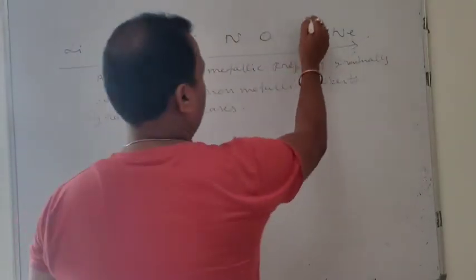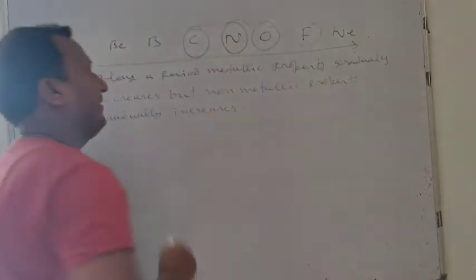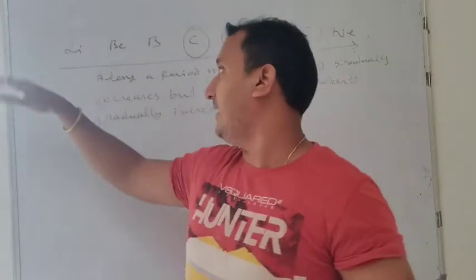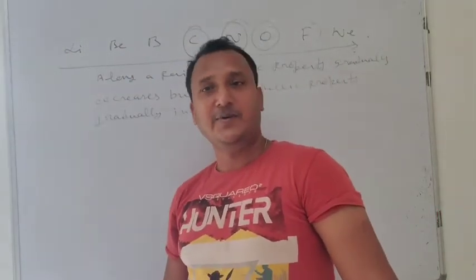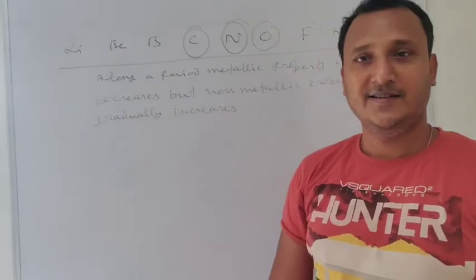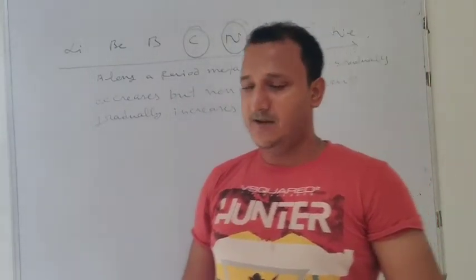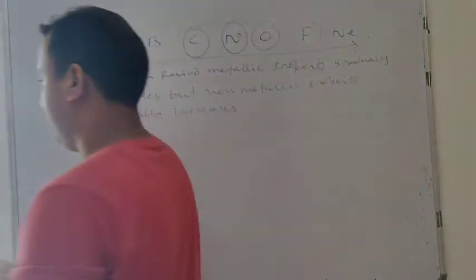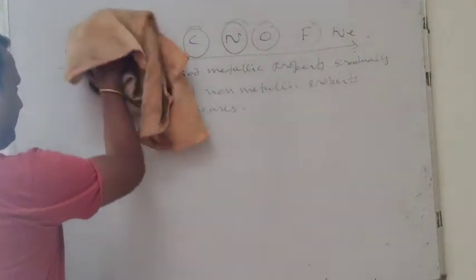Fluorine is a non-metal, oxygen is a non-metal, nitrogen is a non-metal, carbon is a non-metal, so these are non-metals. But in this side, lithium, beryllium, boron, their metallic property is high. Is it clear? I think these things are pretty clear to you now. Actually your chapter is finished, it is complete, but still I want to explain you a few things.